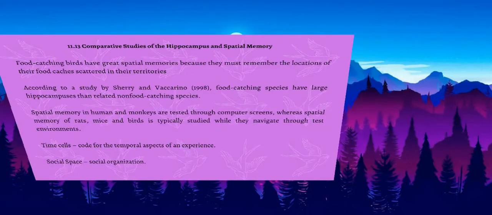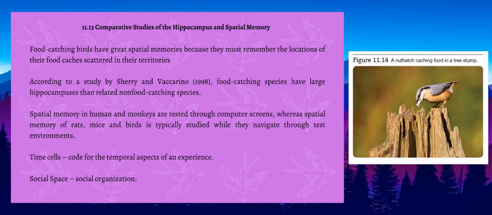Comparative studies of the hippocampus and spatial memory. Researchers note that food-caching birds have great spatial memories because they must remember the location of their food caches scattered in their territories in order to survive. According to a study by Sherry and Vaccarino in 1989, food-caching species have larger hippocampuses than related non-food-caching species. Though there is evidence of the role of the hippocampus in spatial memory, the effects of its damage on spatial memory tasks in humans and other primates have been inconsistent. One problem may be that spatial memory in humans and monkeys is tested through computer screens, whereas spatial memory of rats, mice, and birds is typically studied while they navigate through a test environment.